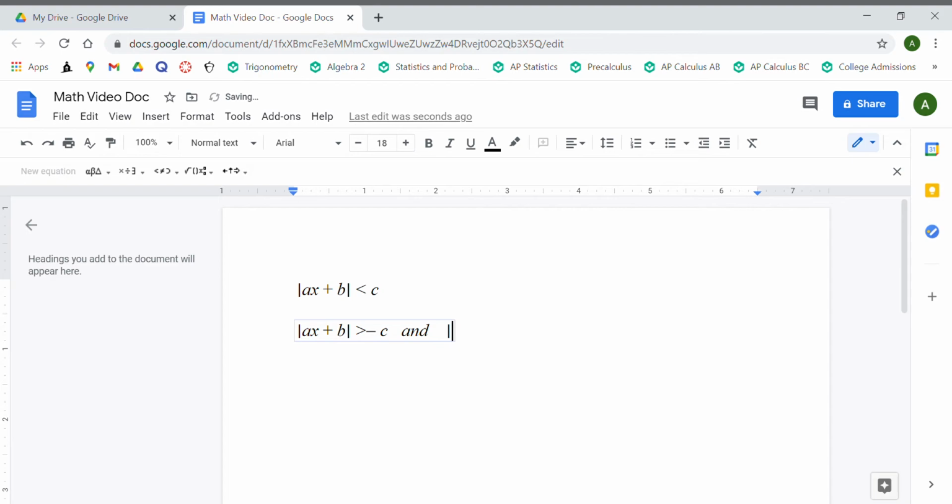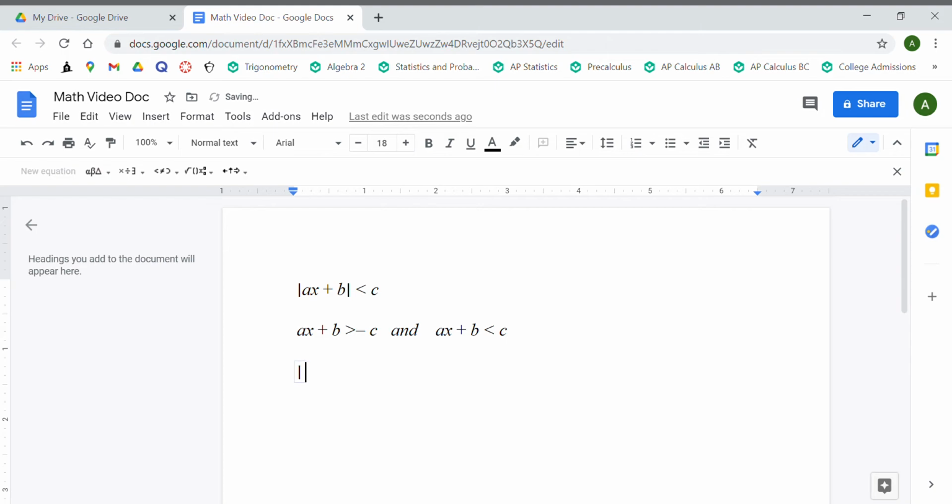So it's the absolute value of ax plus b is less than c. Notice that we flipped the symbol and made c negative, and then we keep the sign for c. If you have an absolute value inequality with the arrow pointing to the left, you must split it up into these two inequalities. Allow me to show you how it works.